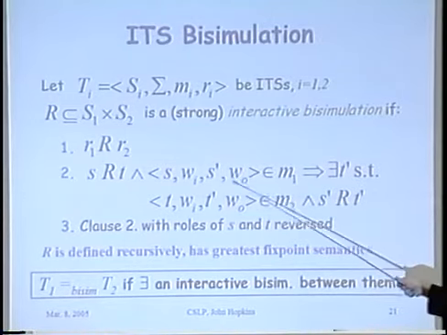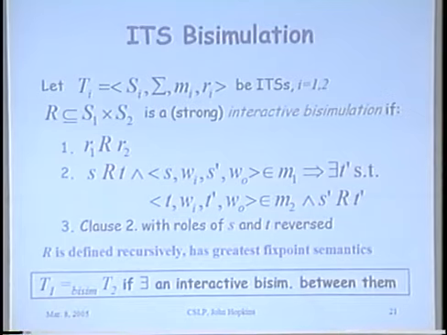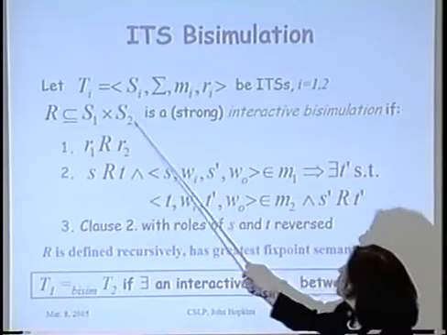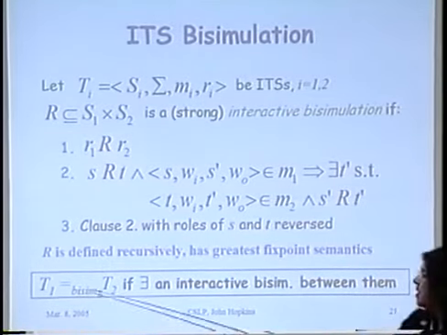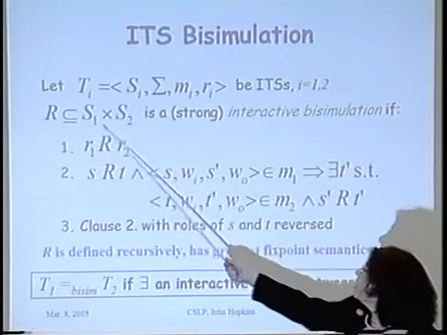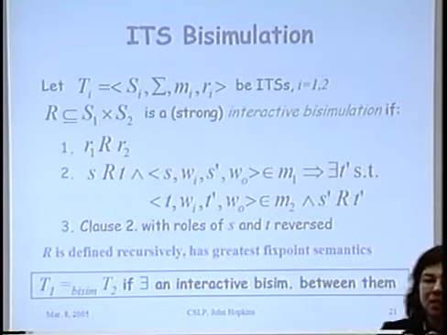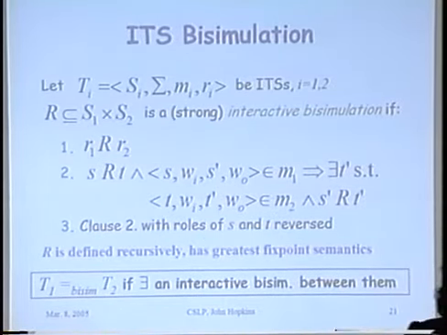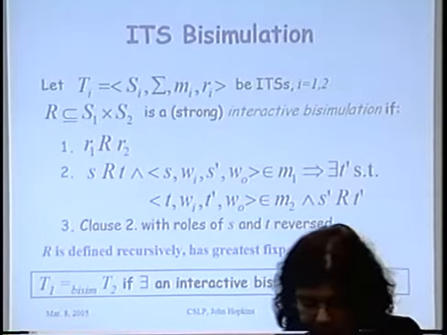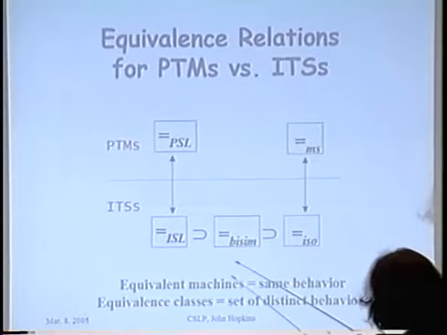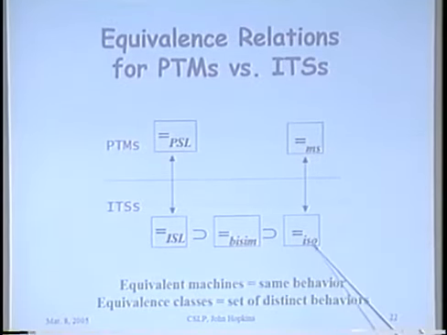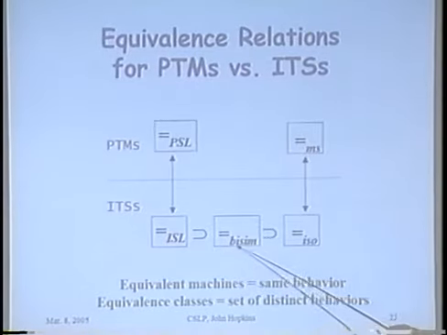So if you take the fixed point of this definition, then you will get a relation over pairs of nodes from the two systems. And you say that they are bisimilar if this relation ends up being onto and ends up covering all the nodes from both systems. Okay. So I already said that isomorphism is a much finer equivalence relation than ISL. Bisimulation falls somewhere in the middle.